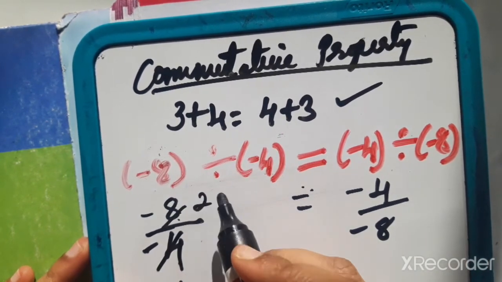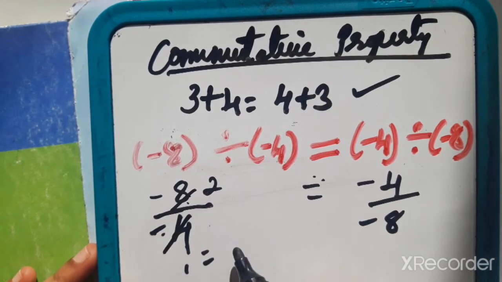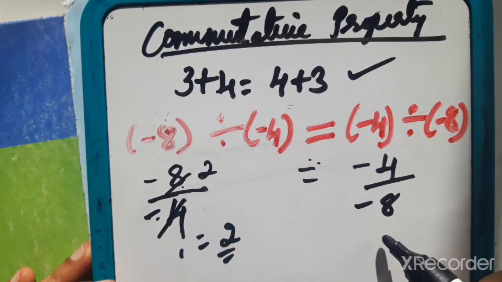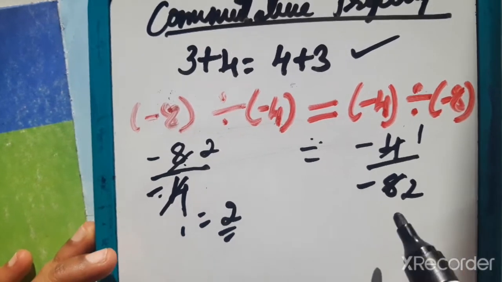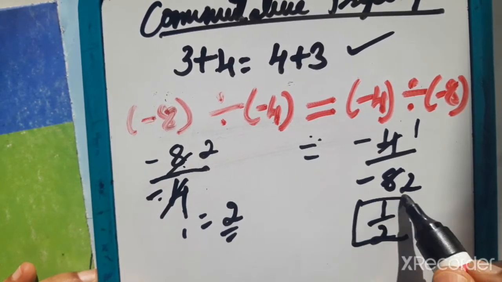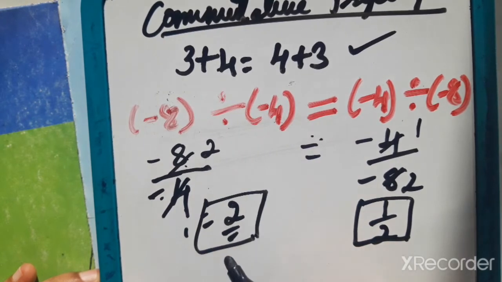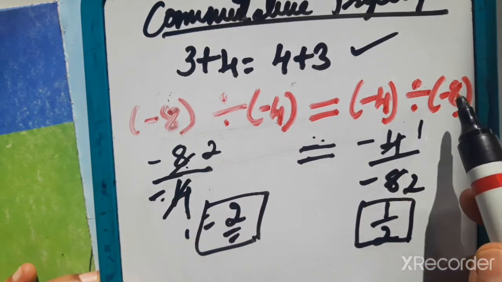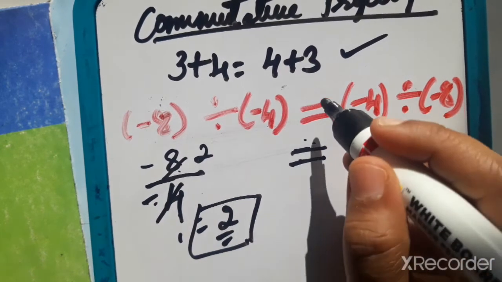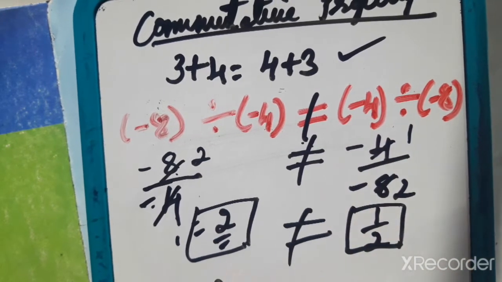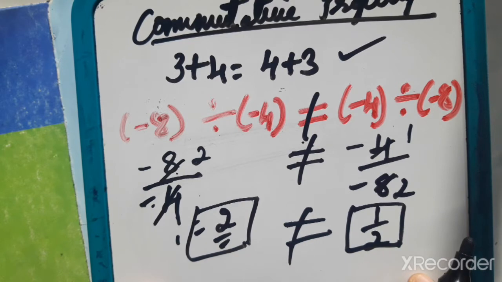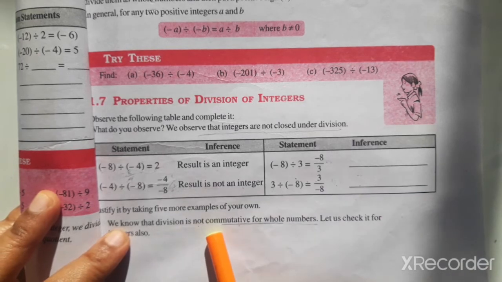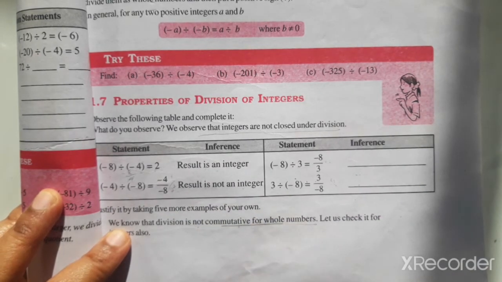4 1s are 4, 4 2s are 8, and minus divided by minus means positive. Same symbol, positive. Here the answer is 1 by 2, and here the answer is just 2. So is minus 8 divided by minus 4 equal to minus 4 divided by minus 8? No, it does not equal, because on the right side we got 2 as the answer and on the left side 1 by 2. So we can conclude that division is not commutative for whole numbers.